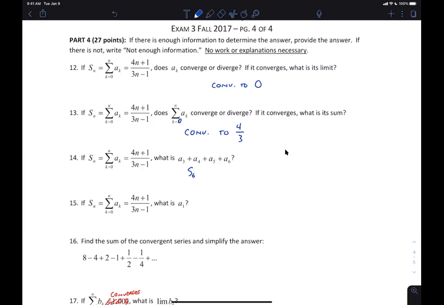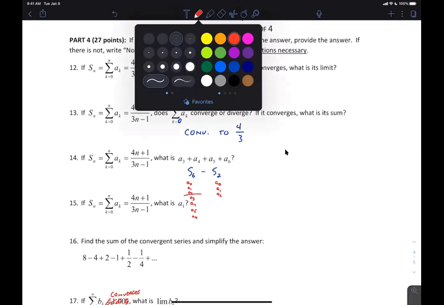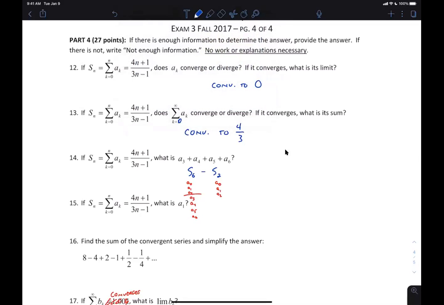And S6 gives me the sum from 0 to 6. And we want to get rid of S2 because that gives me the sum from 0 to 2. So the idea is S6 is A0, A1, A2, A3, A4, A5, and A6, and we want to get rid of those 3, which is S2: A0, A1, A2. So S6 minus S2. S6 is 25 over 17. S2 is 9 over 5, and then that's good enough.